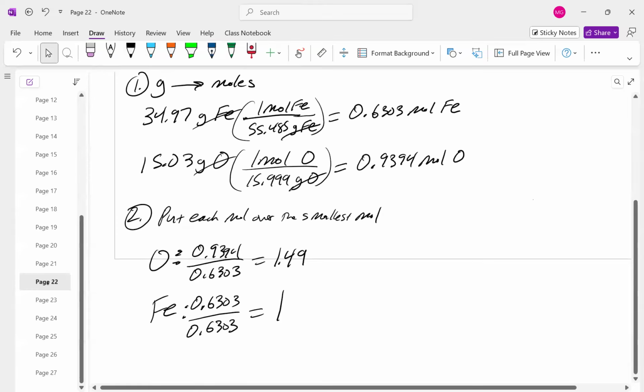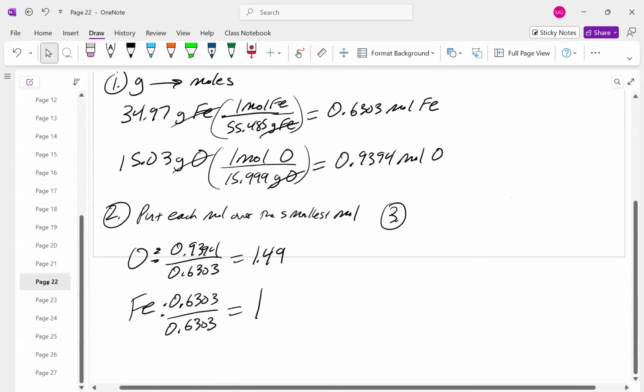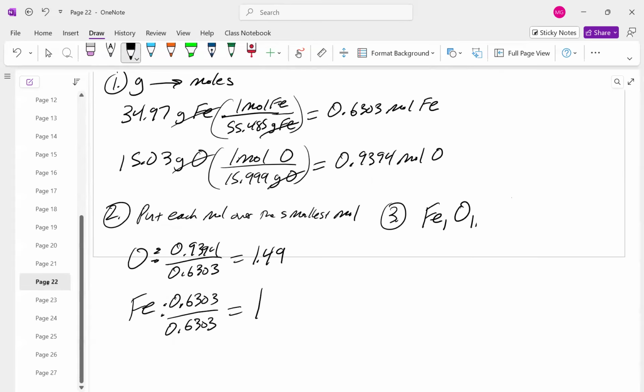Okay, now I'm going to take those and put them in a formula. So Fe1, oxygen 1.49. Now, here's what I'm going to do. That 1.49 is really, really, really close to 1.5. In fact, if I rounded it a little bit more, I get to 1.5. Now, why am I making this assumption? Because it makes the next math a lot easier. Because I can multiply this by 2 to get to a whole number.